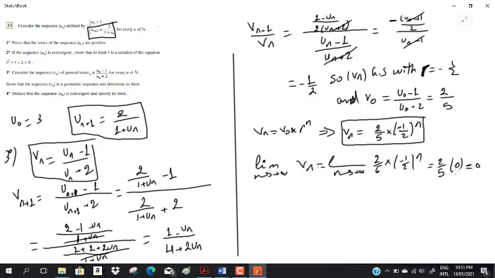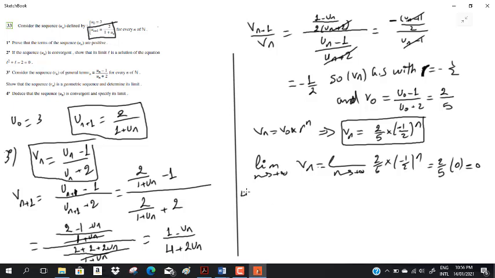We all know the property of the limit of a geometric sequence. If r is greater than 1, the limit is plus infinity. If r is between minus 1 and 1, the limit is 0, and if r is less than or equal to minus 1, the limit does not exist.